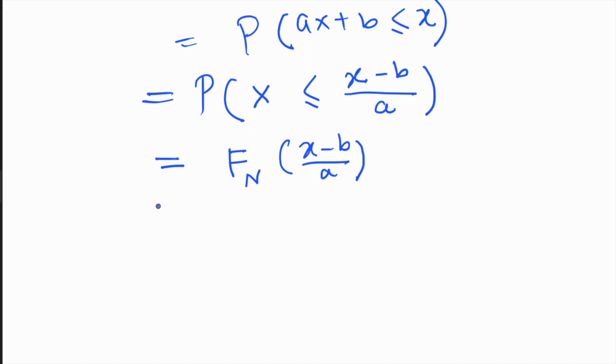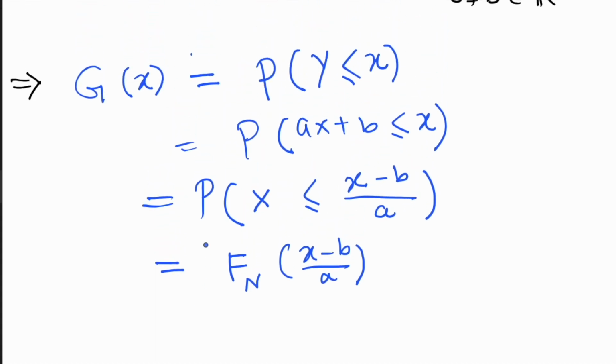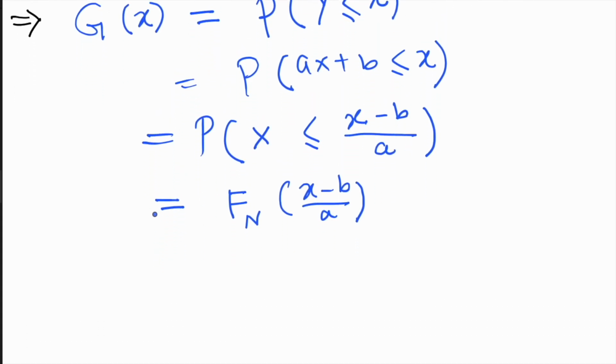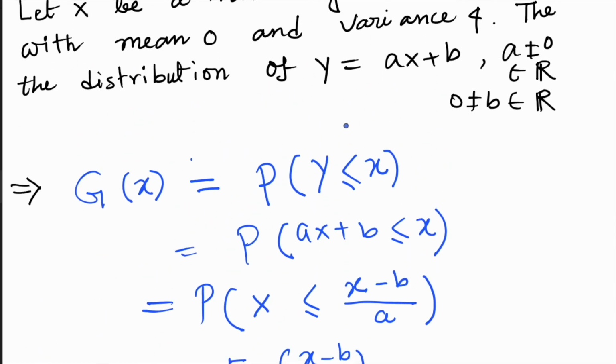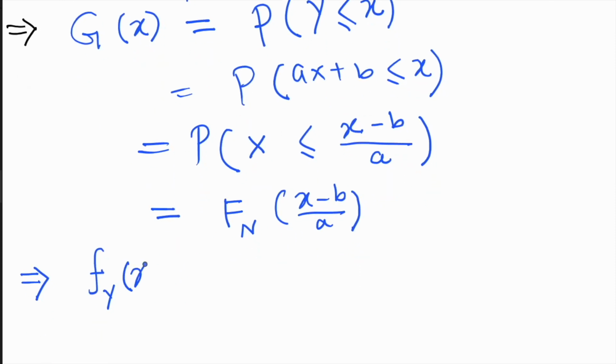So let's calculate. Now then, what is the cumulative distribution? What is the PDF? The PDF will be nothing but the derivative of this. So f of this new random variable y at x will be, differentiate with respect to x, g of x.